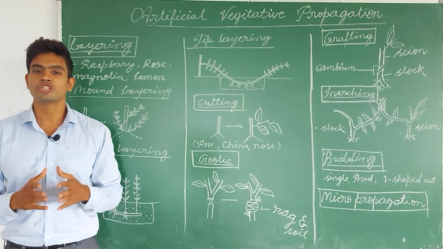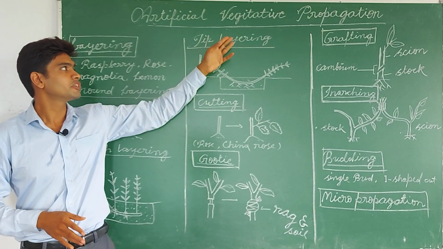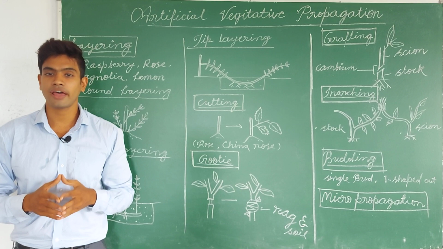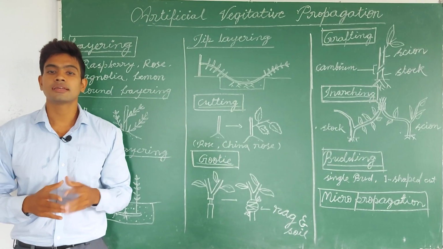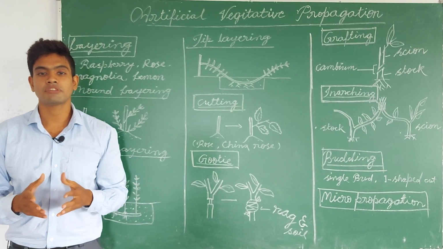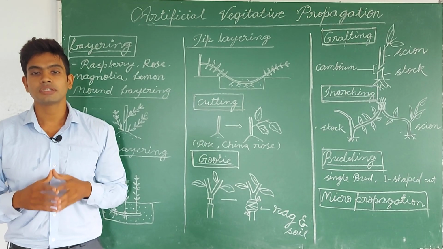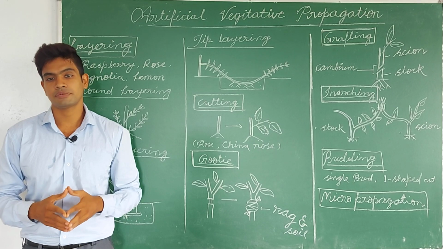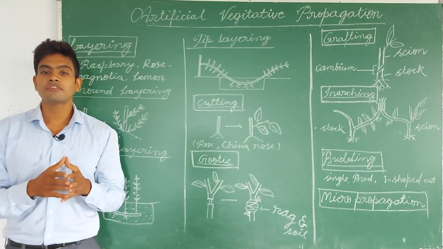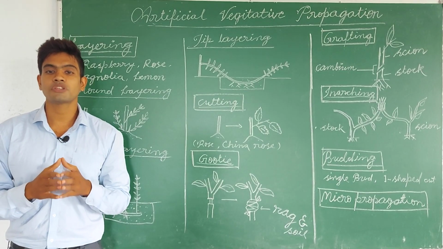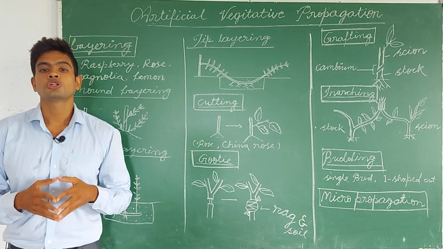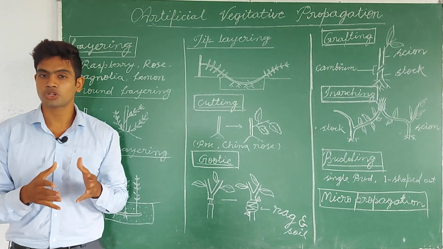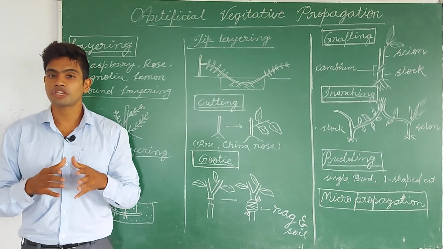In this video, we will talk about artificial vegetative propagation. As you people are well aware, we have dealt with natural vegetative propagation in the previous video. In this video, we will see what artificial vegetative propagation is and what its types are. Artificial, as the name suggests, is something which is done by human intervention. So, the kind of vegetative propagation which is done by human intervention is called artificial vegetative propagation.